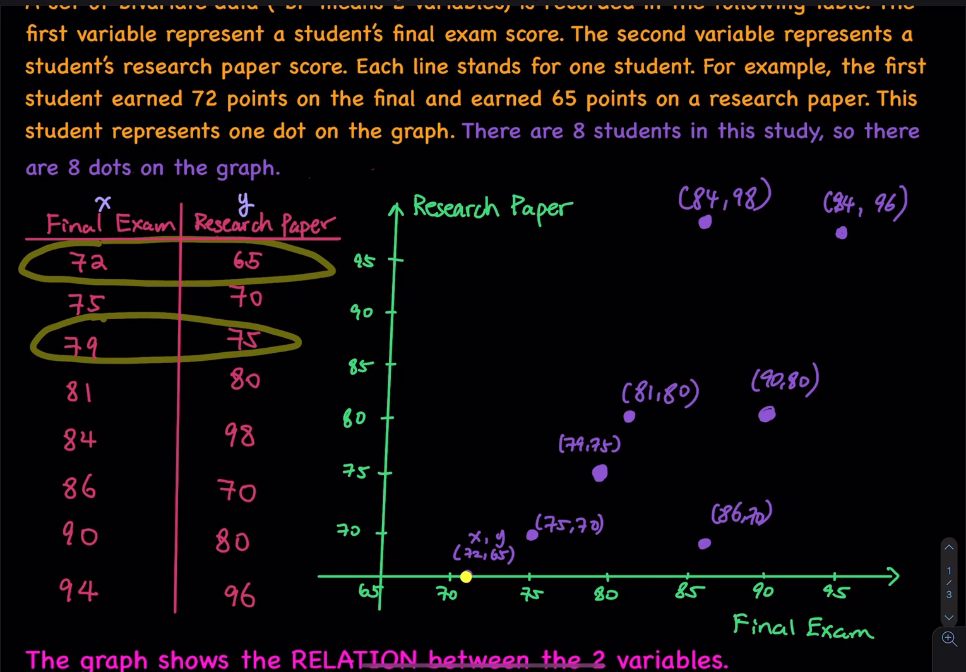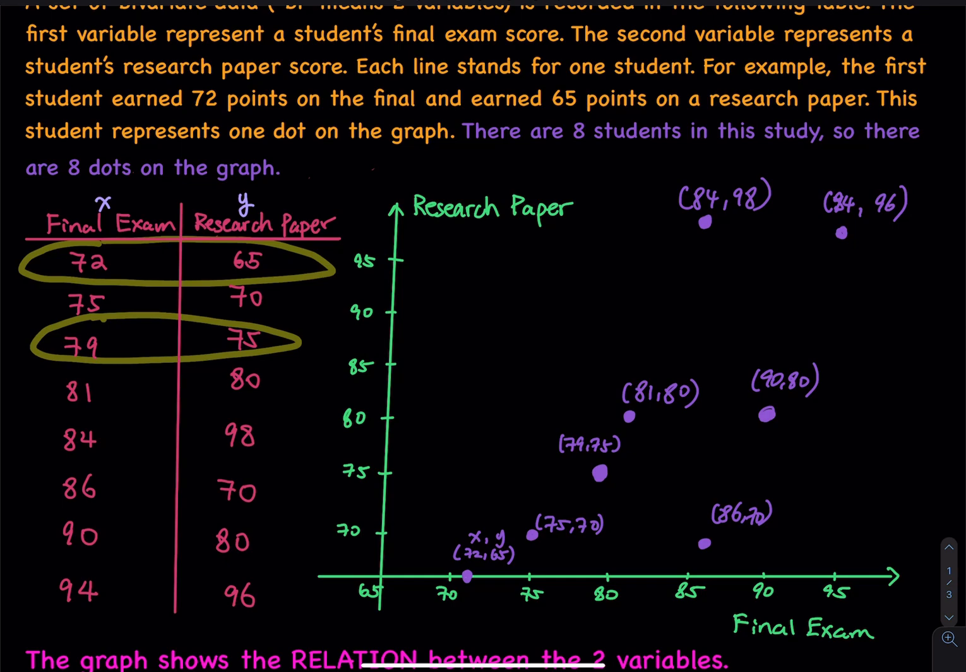And then the next student got 75 points on the test and then 70 points on the paper. The next student got 79 points on the test and then 75 points on the paper. The next student got 81 points on the test and then 80 points on the paper. And then the next one, 84 points on the test, and then go all the way up, got 98 points on the final, and so on and so forth. We have 8 students in this data set, therefore we have 8 dots on the picture. Every dot stands for one student.